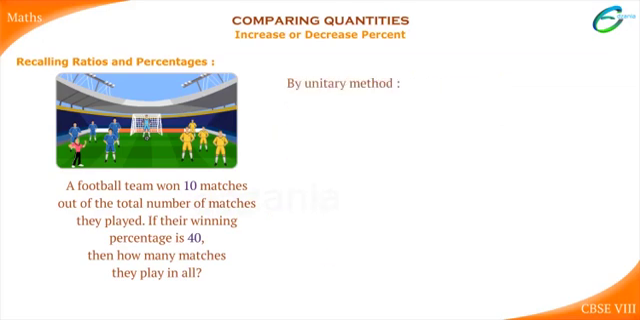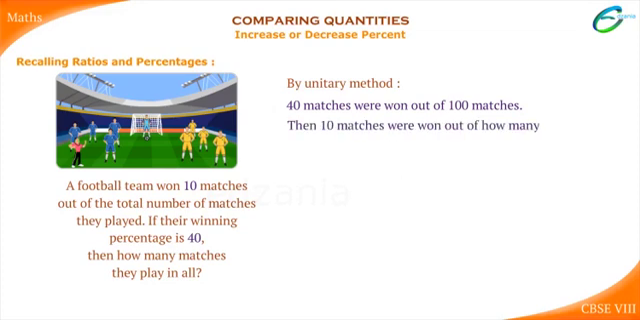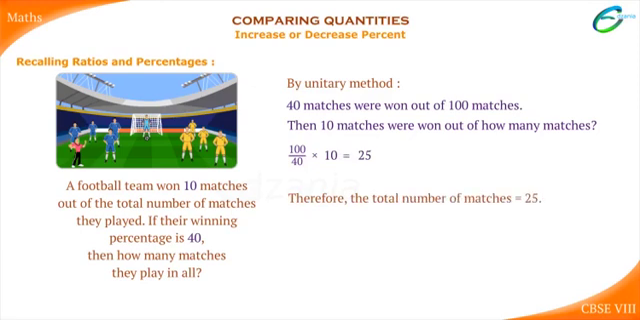We have one more way of solving this problem, that is, unitary method. 40 matches were won out of 100 matches. Then 100 matches were won out of how many matches? That is given by 100/40 multiplied by 10. That is equal to 25. Therefore, the total number of matches is equal to 25.